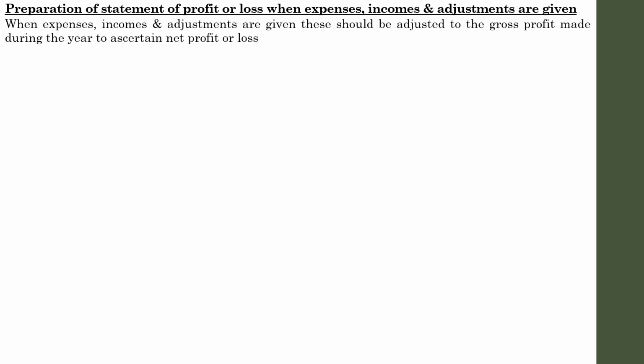When expenses, incomes and adjustments are given, these should be adjusted to the profit made during the year to ascertain the net profit or net loss. The procedure will be discussed as follows. We all know that in the double entry system, you prepare the trading and profit and loss account, where the trading account is prepared to know the gross profit. After that, the profit and loss account is prepared to know the net profit or net loss.